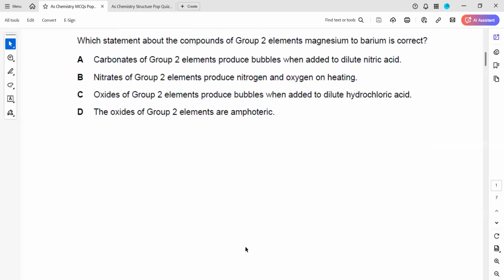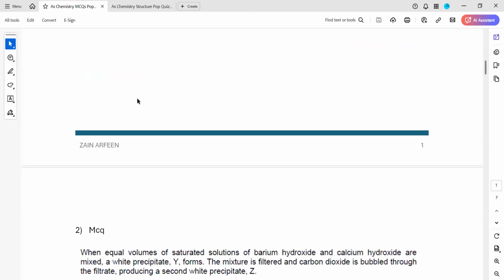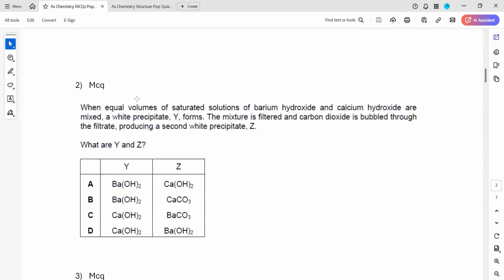So this is pop quiz 9 I'm discussing. The first one, the answer was A, because the metal carbonate reacts with acid. It will give salt, water, and carbon dioxide. And we discussed this as well.